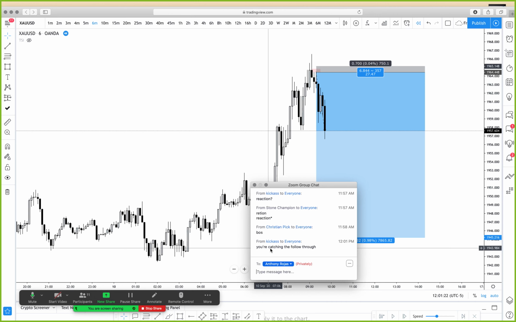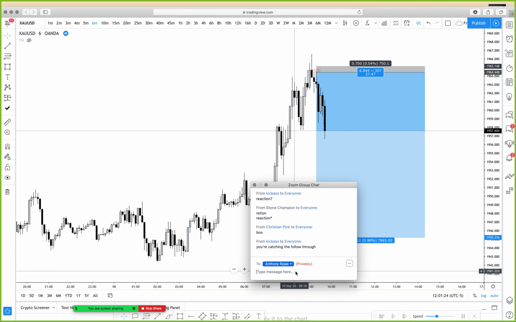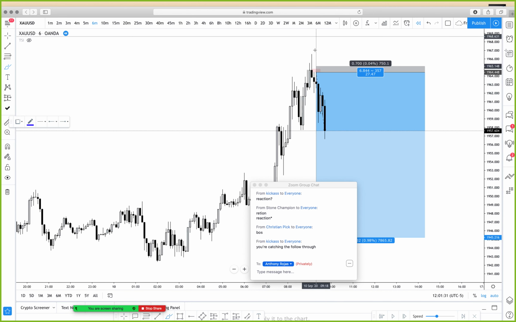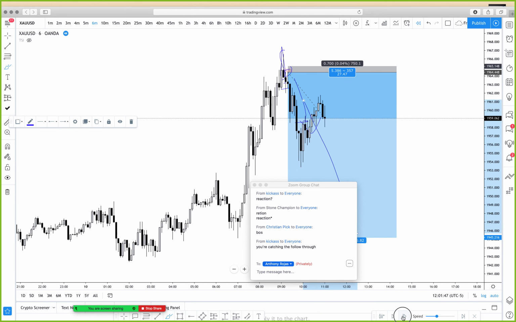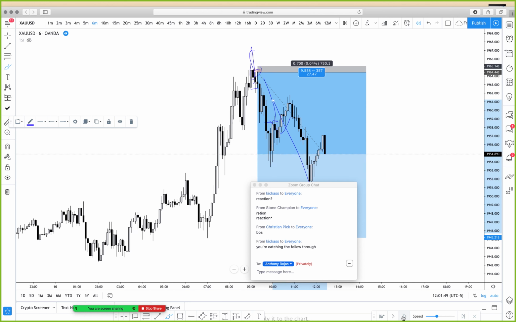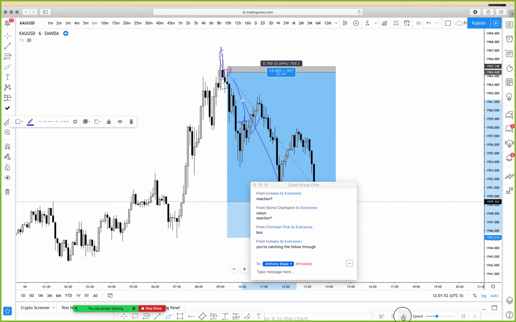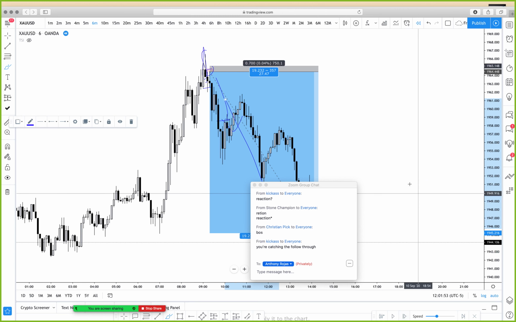Right? It's all about training your eyes. You're catching that follow through precisely. You're catching the follow through because this is the reaction of whatever the POI is, right? The break of structure, and then that is pretty much the initiation of the follow through, and the follow through itself is the move that you want, which is the fat move. You know what I'm saying?